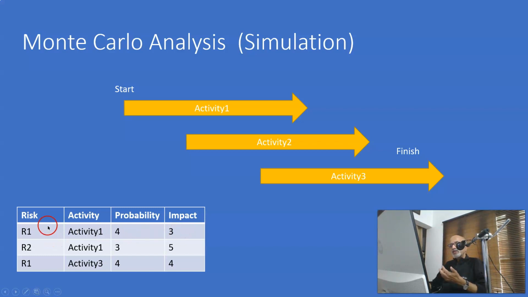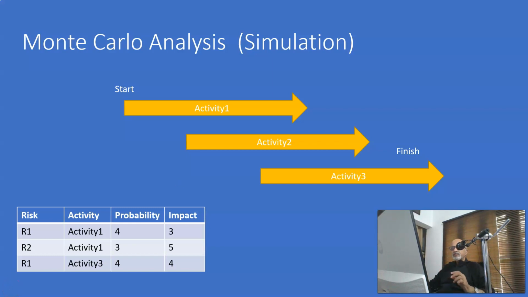So we submit our list of risks and their correlation to the activities in the schedule, and their probabilities and impact. Based on this, the system will do a simulation, and then towards the end it will exactly pinpoint how much.